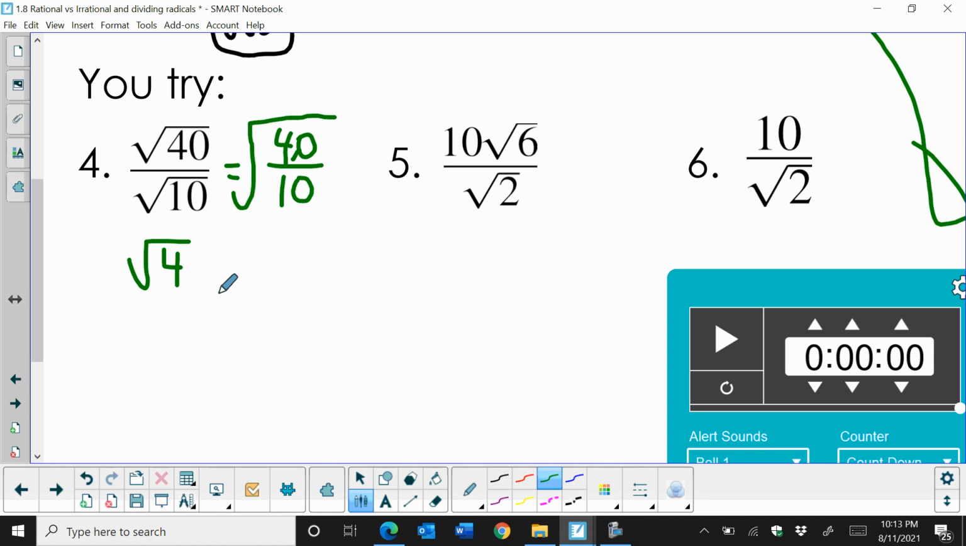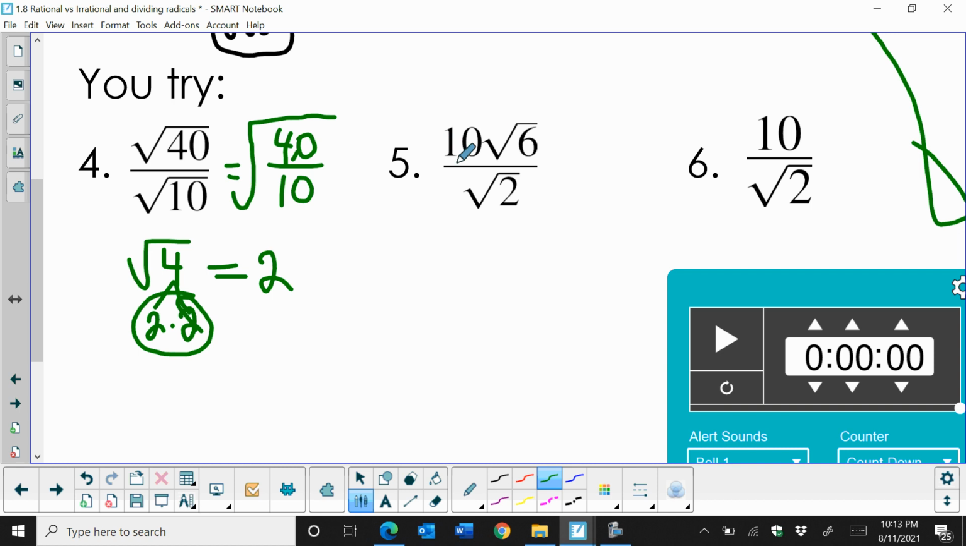But we can take that one more step. What do we know about 4? It's a perfect square, and it's 2 times 2. So we can take the 2 outside, and the answer is just 2. So that one was kind of nice and clean. But yes, you can divide radicals into radicals. Let's try the second one.